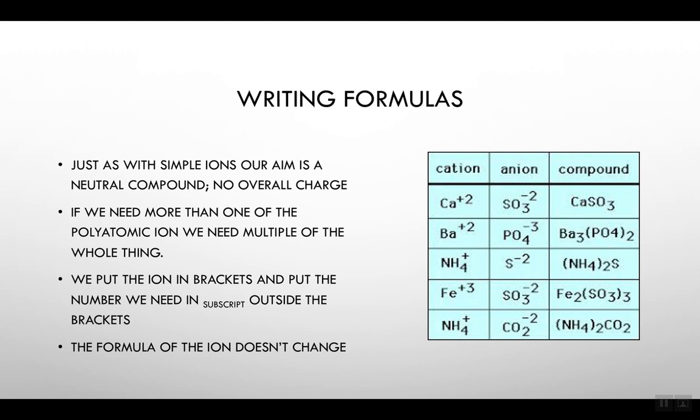But if you looked at something like barium phosphate, barium's 2+, phosphate's 3 negative. So we're going to need 3 of the bariums to cancel out 2 of the phosphates. To show that we want 2 of that whole thing, we're going to put the phosphate in brackets, and yes, that 4 should be smaller. And then we put a 2 outside the brackets, which means we want to double everything that's in here.